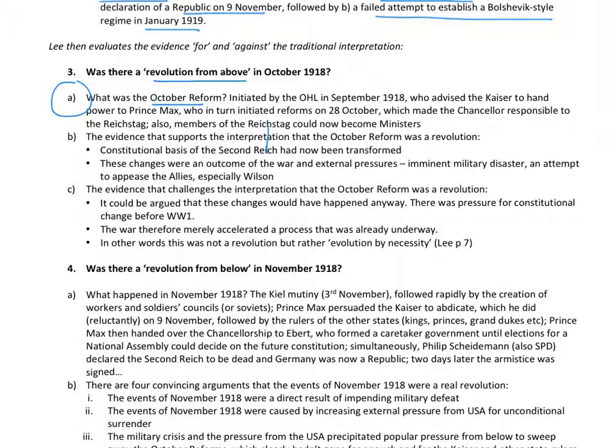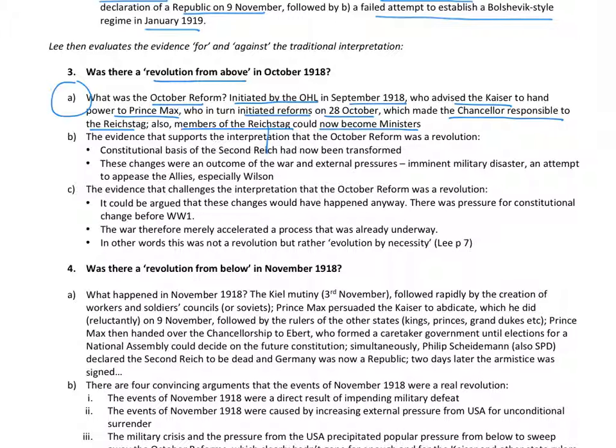Okay, it was initiated by the German High Command of the Army in September 1918, Hindenburg and Ludendorff, who advised the Kaiser to hand power to Prince Max of Baden. And Prince Max of Baden, in turn, initiated constitutional reforms on the 28th of October, which made the Chancellor responsible to the Reichstag. And also, the second change, members of the Reichstag could now become ministers.